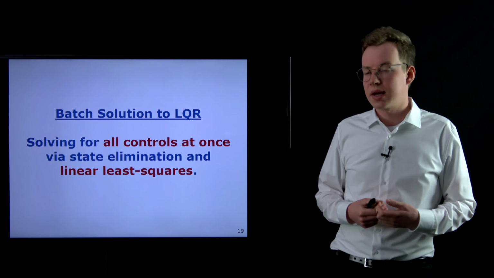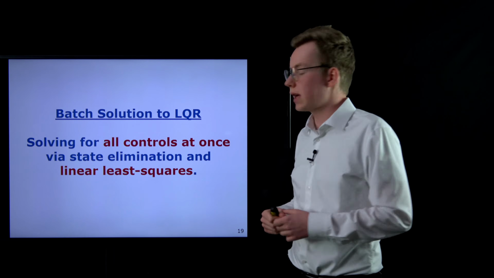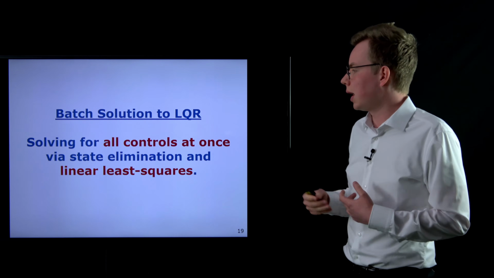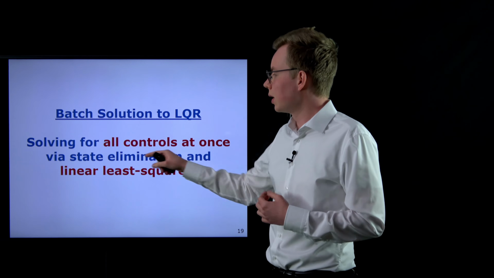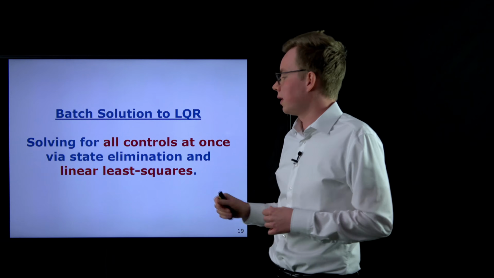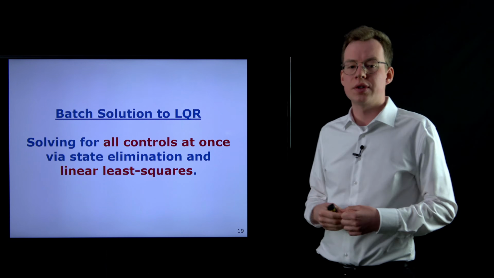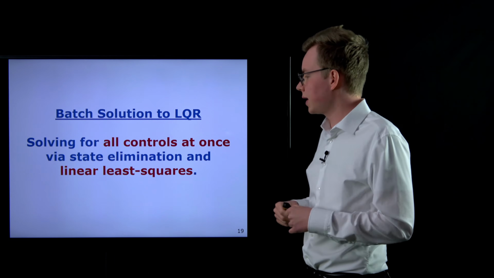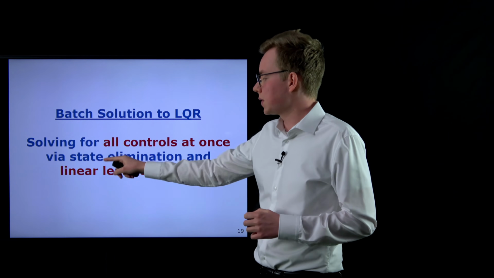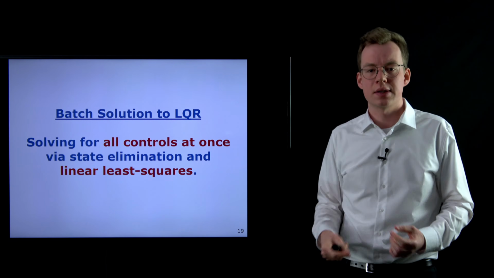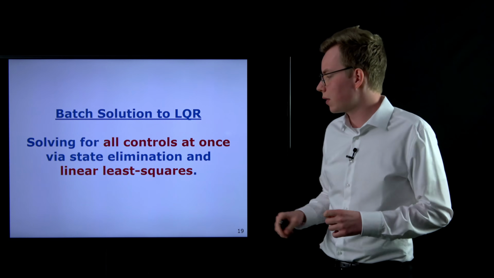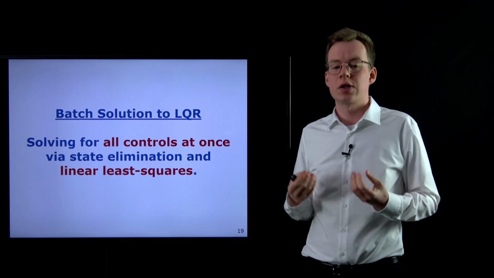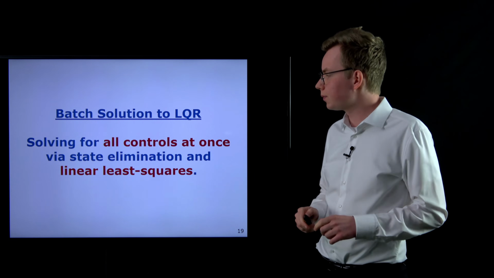With that problem description at hand, we can attempt to solve the LQR problem, and the first approach that I want to show here is the so-called batch solution. The batch solution attempts to solve for all controls at once, so in one batch for the entire horizon. It does so by exploiting this idea of state elimination that we've seen earlier, and this will allow us to cast the LQR problem essentially as a linear least squares problem.